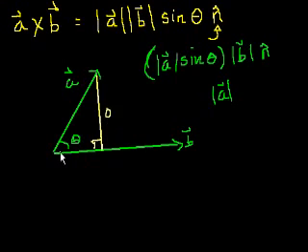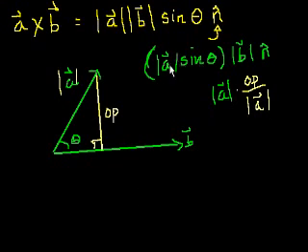And this is the opposite side. So A sine theta is A times sine of theta, which is opposite over hypotenuse. The hypotenuse is the magnitude of A, right? So sine of theta is equal to this side, which I call O for opposite, over the magnitude of A. So this term A sine theta is actually just the magnitude of this line right here.